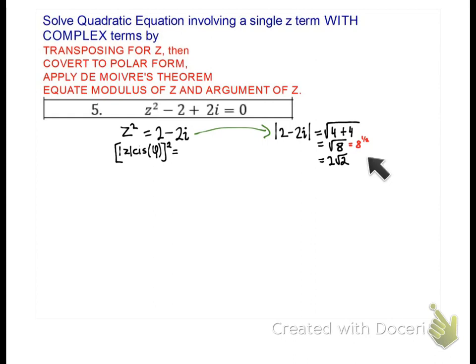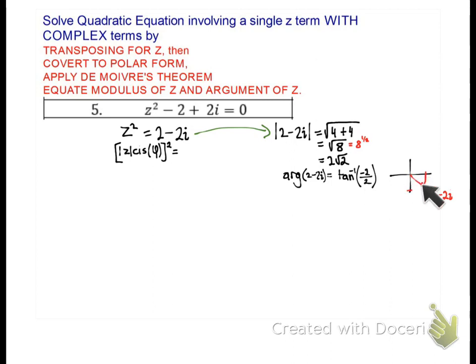And a convenient form of expressing this square root of 8 is 8 to the power of a half. And you might notice that if we express with rational powers all our roots, then we can simplify our overall power of our modulus later on. Let's also get our argument. So we can use this formula, the inverse tan of -2 on 2.